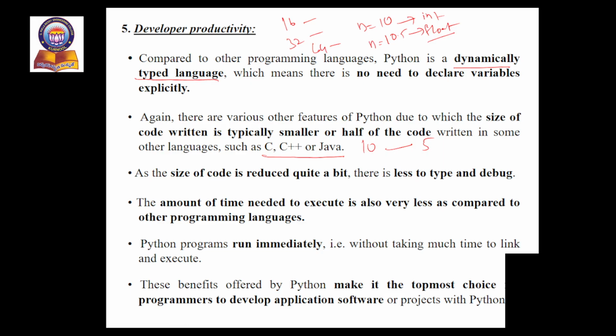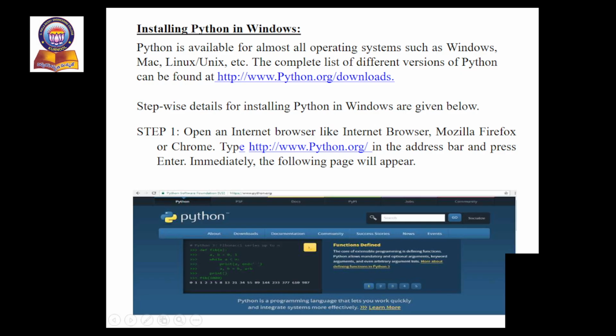So that's why we can call Python the developer's productivity. Developers can produce a much larger amount of products using Python within less time compared to C, C++ and Java, right? And coming to the installation of Python.